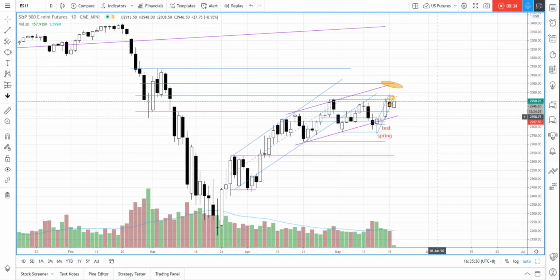And of course, I'm going to cover the bias going forward, the key levels to pay attention to, and most importantly the potential setup for the US session later. So let's just begin now.